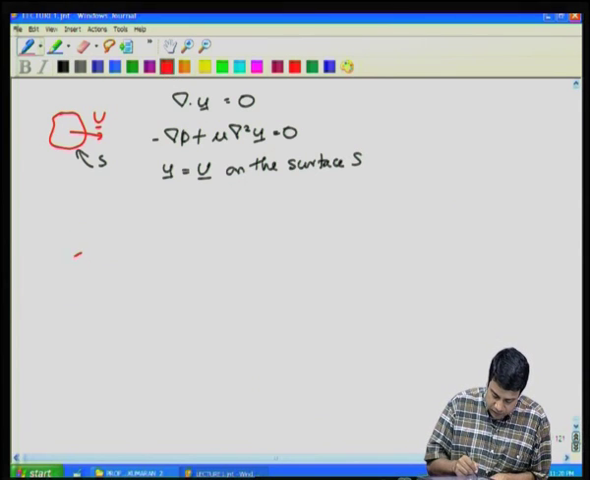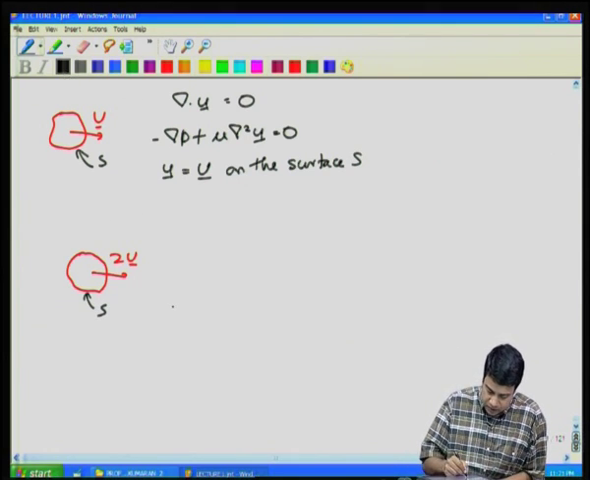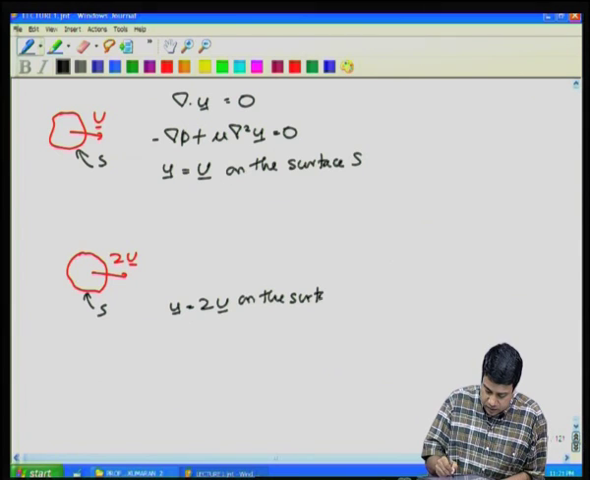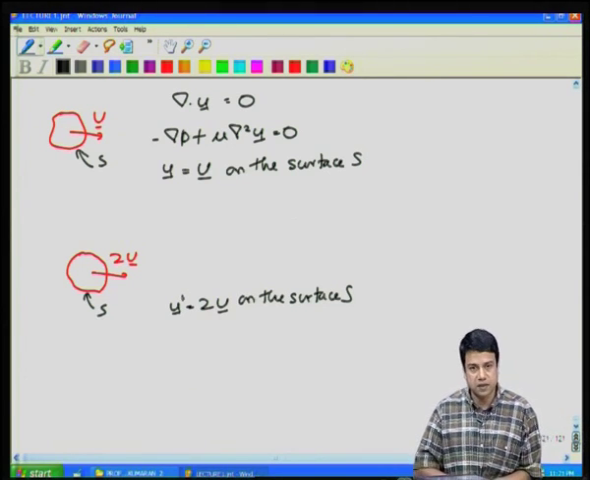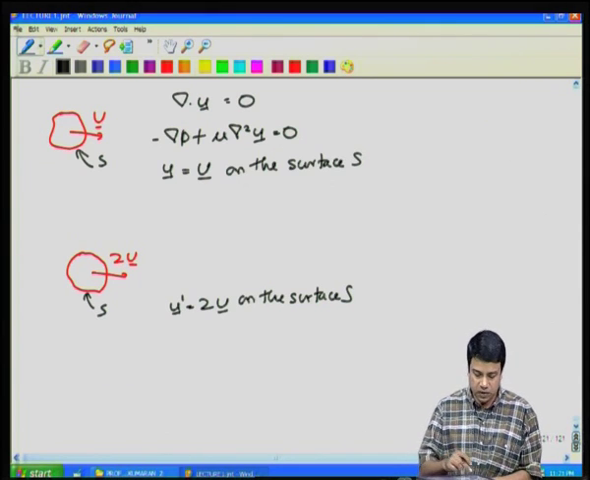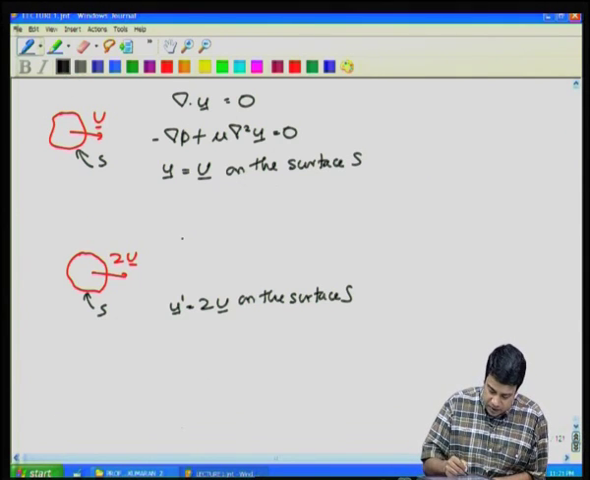Now, let us say that I changed the velocity of the exact same object, it is not spherical in general, but the exact same object. If I changed its velocity to 2 times U on the same surface S, so I have u is equal to 2 times U on the surface S. Since this is a problem in which the velocity has become 2 times, I will use u prime for this. u prime is the solution for the velocity field with the velocity being 2 times U on the surface S. And I am solving the exact same equations.